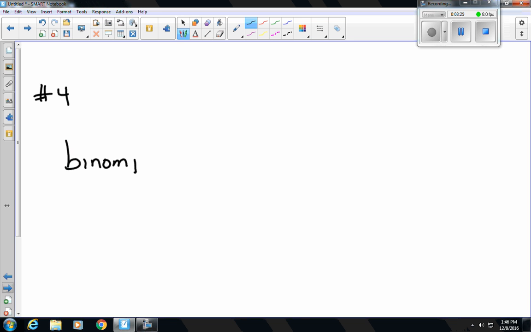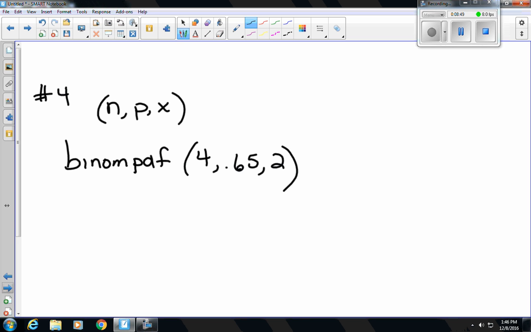Okay, so what's the command? Binom PDF, because it said exactly. Okay, so the command is N, P, and then X, right? And so N in this case is 4. The probability of success, that's what P is, 0.65, and X is 2. And I believe you get 0.3105, which is choice D.